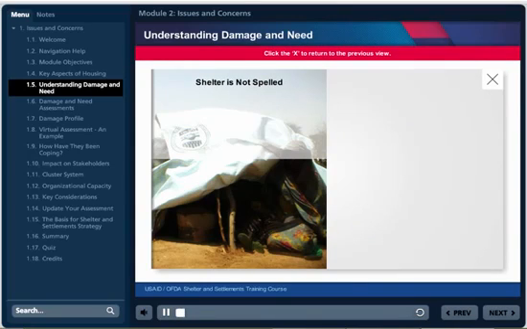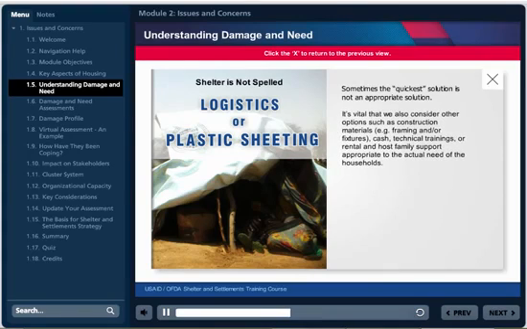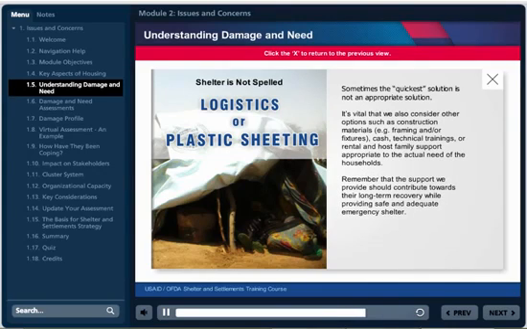And shelter is not spelled logistics or even plastic sheeting. It is also important to remind ourselves that shelter is more than just plastic sheeting and logistics such as efficient distribution of materials. Sometimes the quickest solution is not an appropriate solution. It's vital that we also consider other options such as construction material, cash, technical trainings, or rental and host family support appropriate to the actual need of the households. Remember that the support we provide should contribute towards their long-term recovery while providing safe and adequate emergency shelter.